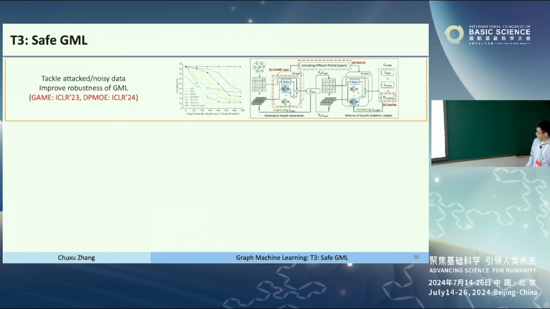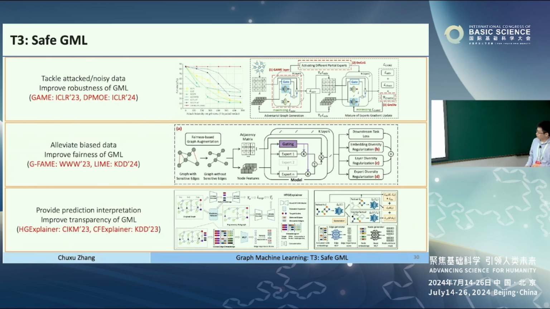Right? So here are some sample works about improving the robustness, the fairness, and the interpretation of graph machine learning. Due to the time limit, I'm not going to discuss the details.